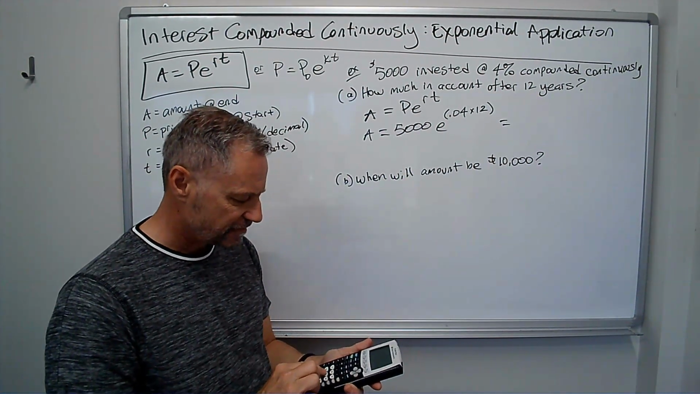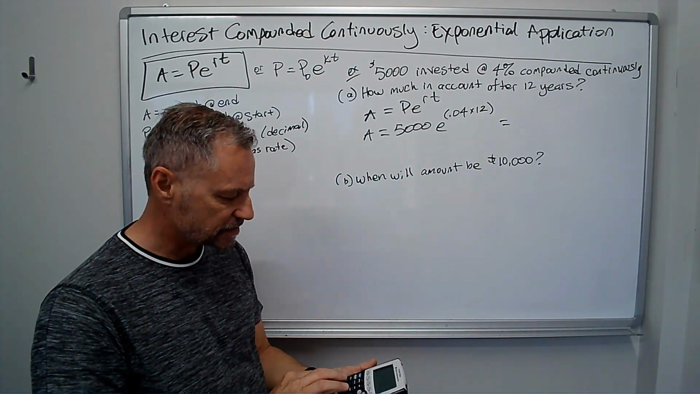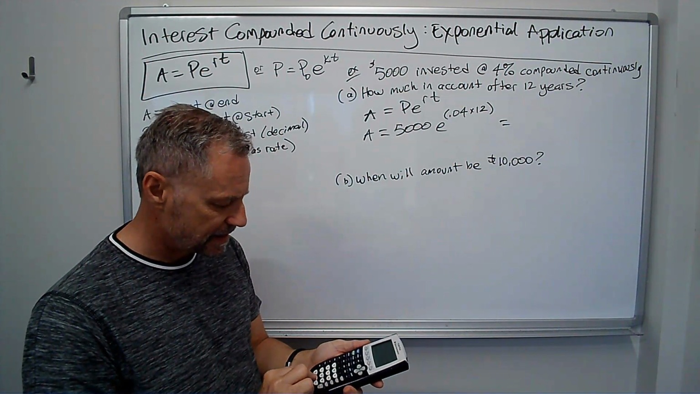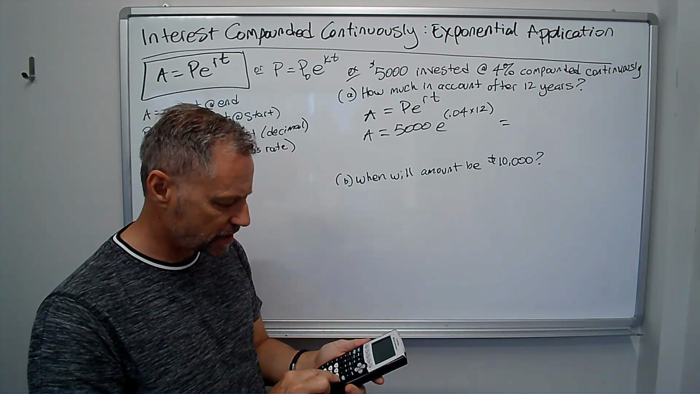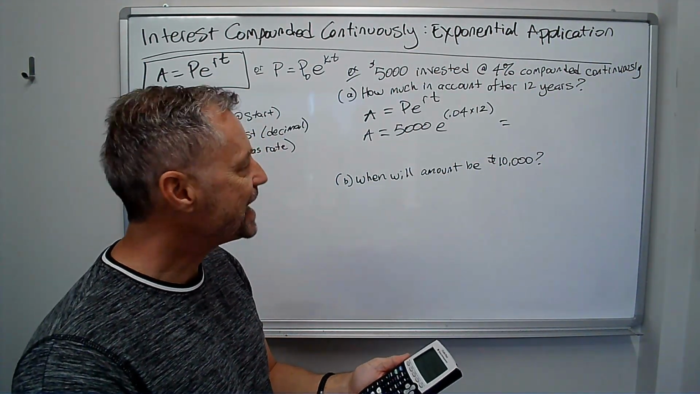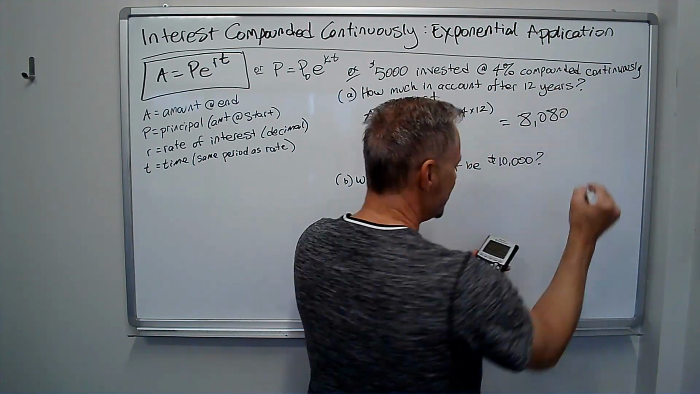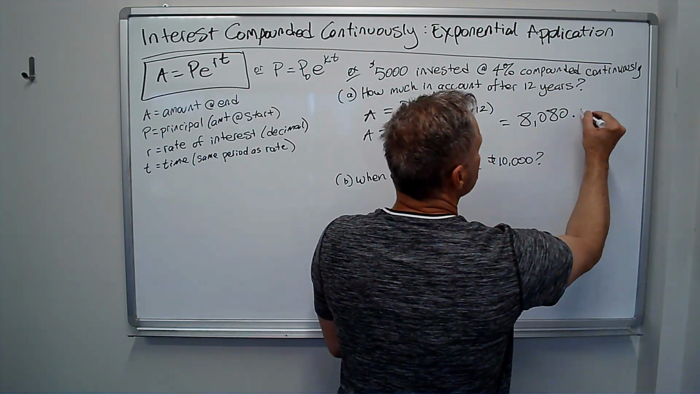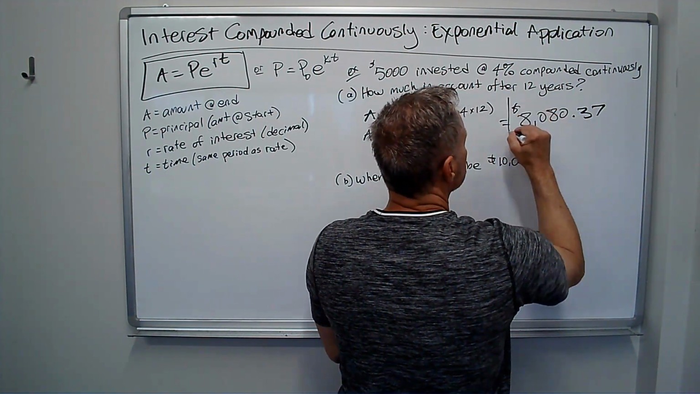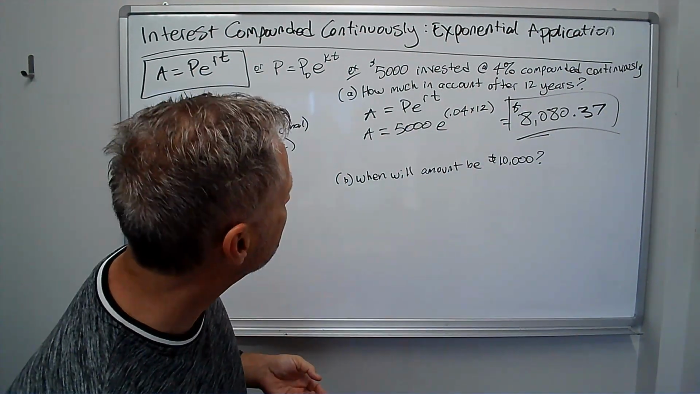So I've got 5,000 and then times e to the power, so I have to do second ln, and then 0.04 times 12. Again, put that in parentheses if you need to. I get $8,080, and to the nearest penny, 37 cents. Okay, so very straightforward. It's essentially a calculator problem, once you know the formula.